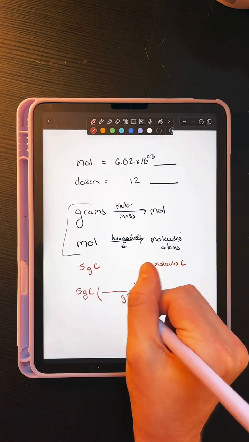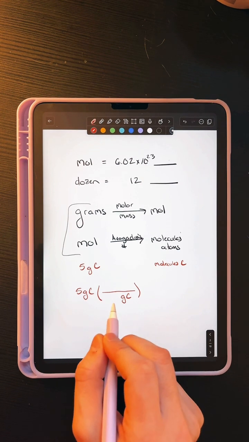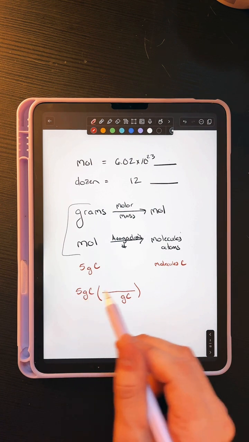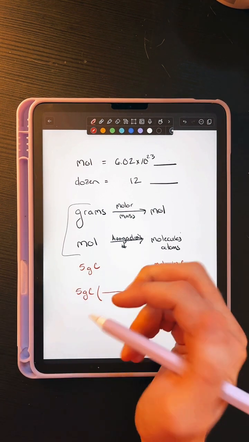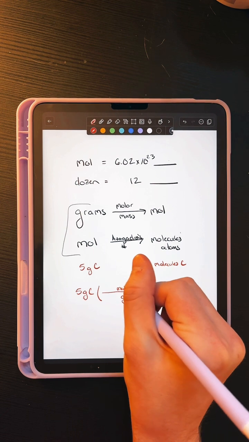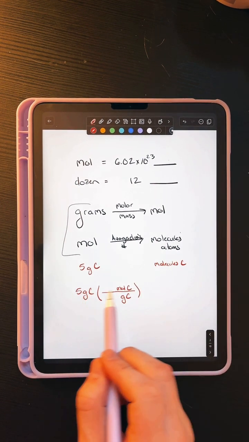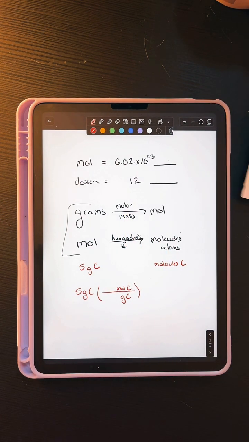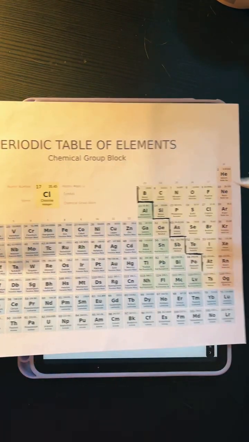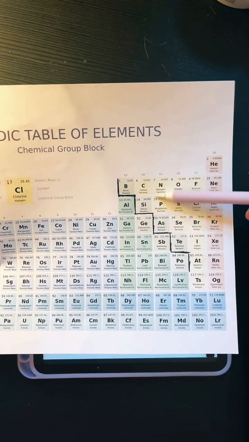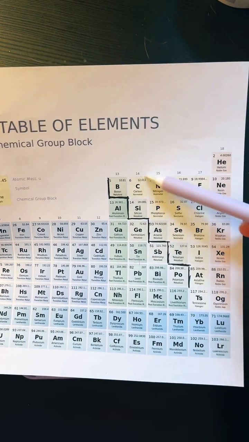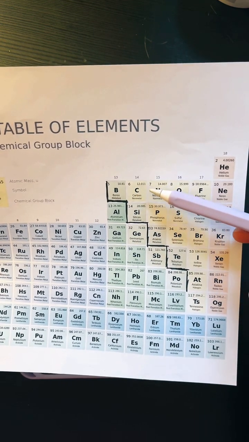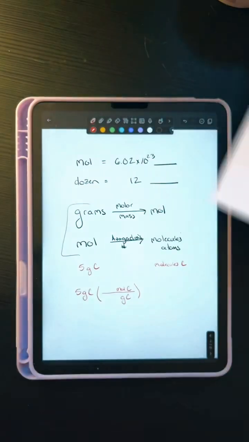And so I'm going to put grams of carbon on the bottom of this unit conversion factor, because when we multiply everything out, the grams will cancel out. That's good. And we want to go into moles of carbon. Now, how do we go from grams to moles? Well, we use the molar mass. And molar mass we find using the periodic table. If we look at our carbon, there's going to be a little atomic mass number. And that number is 12.01.